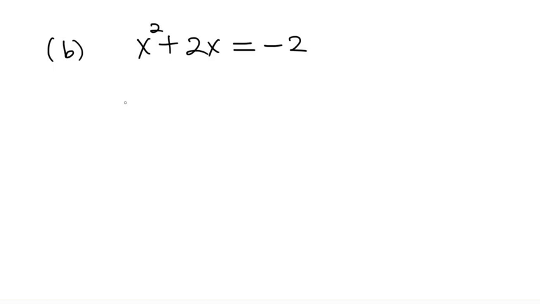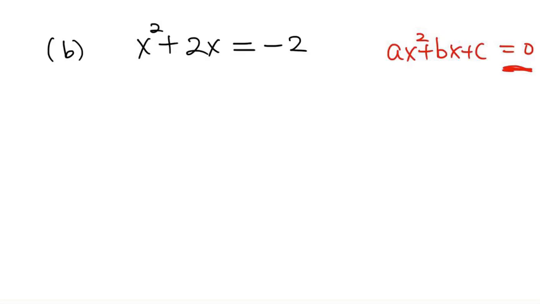Okay, let's try another example. The first thing to do in this example is to make the right-hand side 0. The quadratic formula is applicable only to an equation of this type, ax squared plus bx plus c equals 0. You need 0 on the right-hand side.